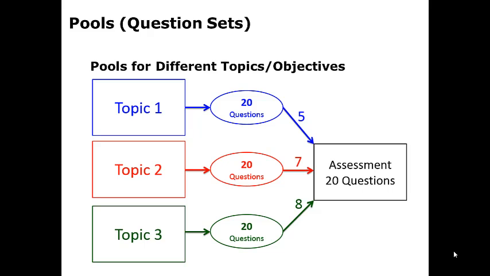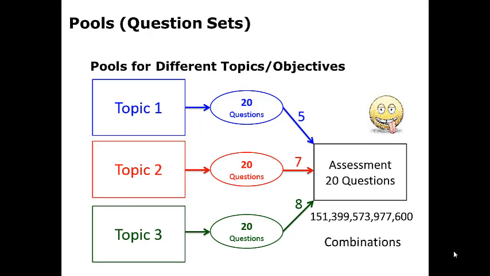Now, this is the reason why you would have different pools. You would have different pools based on topics and objectives. You could produce one pool for topic 1, another one for topic 2, and another one for topic 3. If in this particular example, topic 3 builds on topic 2, which builds on topic 1, you can extract a different number of questions to weight the higher topic accordingly, to produce an assessment in this particular case of 20 questions. In this example, the probability of any two students having the same exam is a mere 151 trillion to 1.